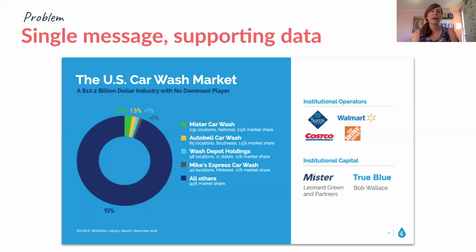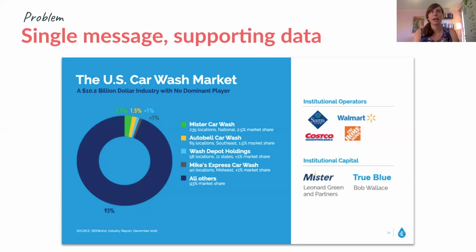This was a backup to give more detail on the problem, so we put this in the appendix. It gets into some of the detail around the fragmentation of the industry and the fact that 93% of the industry is basically up for grabs. You've got a couple of these branded experiences, Mr. Car Wash, Auto Bell, Mike's Express, but there's a huge chunk of this industry that's just ready to be taken by someone offering a branded experience. We put this in the appendix because we felt like it could all be spoken to really well. But if some people were digging deeper and wanted more, he could pull this out in Q&A.